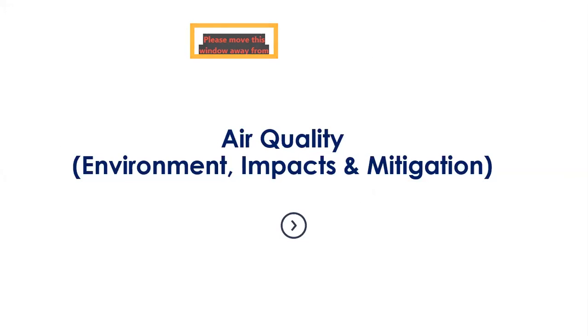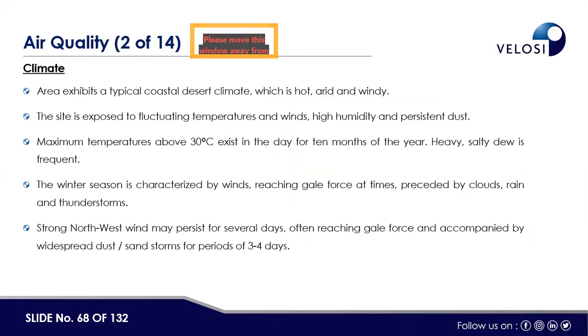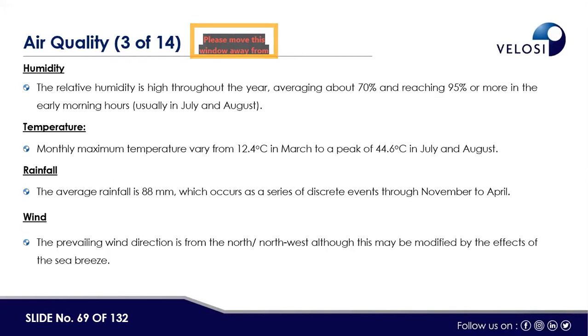Now we will go to the environmental impacts and mitigation measures. The first one is air quality. Air quality can cause significant effects on the environment and subsequently on humans, animals, vegetation, and materials. It primarily affects the respiratory system through fine dust, the circulatory system through carbon monoxide, and the olfactory system in humans. In air quality, we have to gather information and data with respect to the climate as well. What is the climate around the project, whether it is hot, cold, or semi-hot? All this information we have to collect. What is the rainfall data? What are the wind velocity, speed, and direction? We have to collect all this information under air quality, along with humidity, temperature, rainfall, and wind.